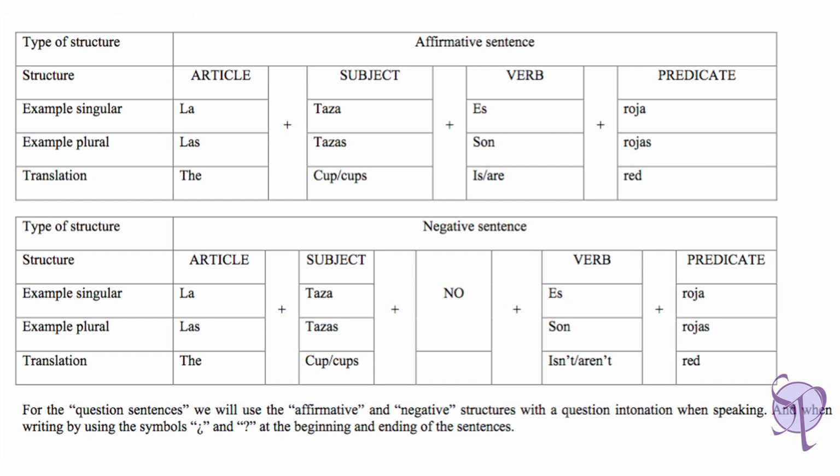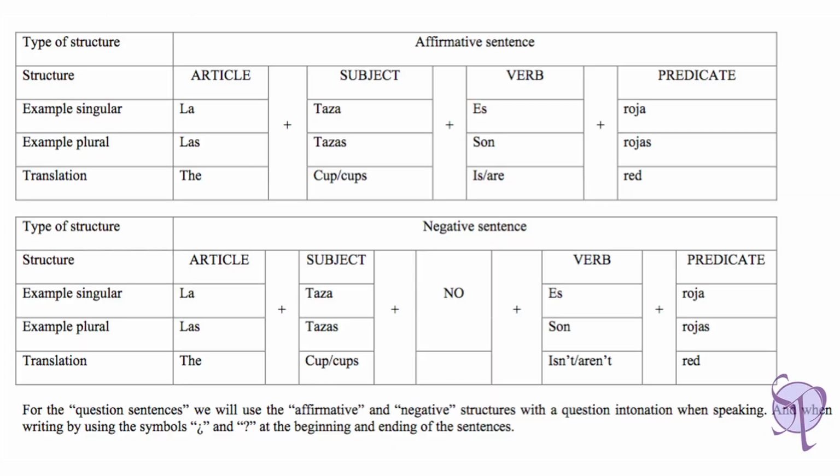To build this first puzzle, you need to put the right article, the right noun, the right verb, and the right adjective. So the example is "The cup is red." What we need to do first is focus on the noun. The noun is gonna guide everything. Is the noun female or male? That's the first question you need to ask yourself. In this case, it's female.